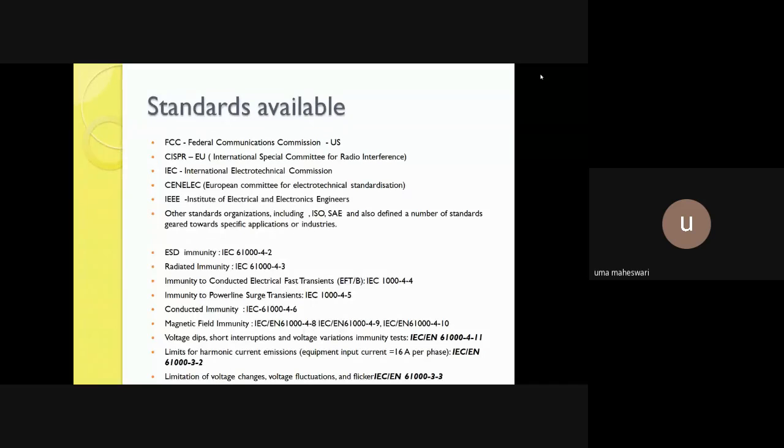So, for example, ESD immunity is defined by IEC 61000-4-2. Likewise, we have many standards available, which are paid standards; the industry has to pay to get the standard. They will be reviewed by the committees and updated. Revisions will happen over time interval, so we have to stay updated on these standards before releasing the product.